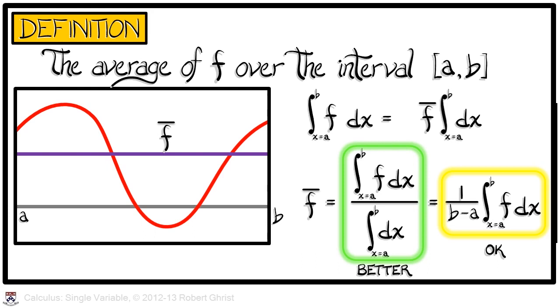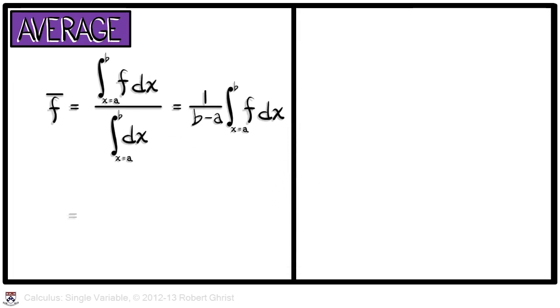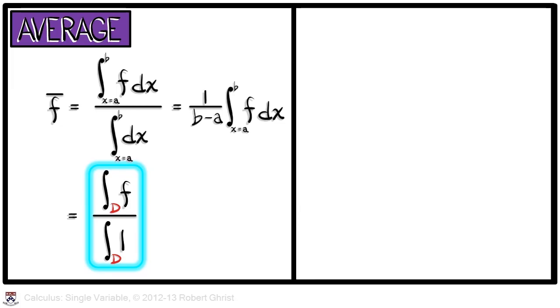The better definition is in terms of the ratio of the integral of f to the integral of 1. And why is this so much better? Well, instead of your integration domain being the interval from a to b, we could consider an arbitrary integration domain, d, and still have a nice definition for the average, f bar.